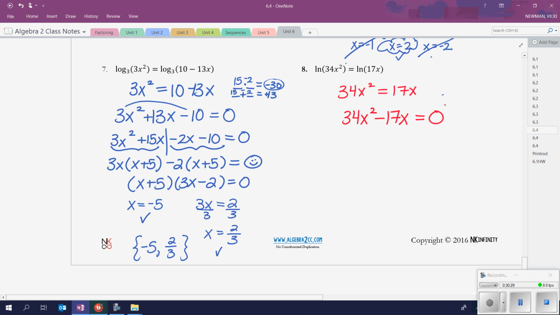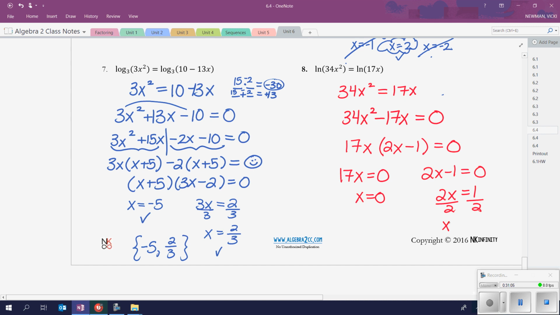And because it's a binomial, there's really only 2 things you can possibly do here. Either just a GCF or difference of squares. So looking at this, it looks like greatest common factor. I can take out 17 and an x, which gets me 2x minus 1 equals 0. So 17x is equal to 0, and 2x minus 1 is equal to 0. So x equals 0, 2x is equal to 1, so x is equal to a half. You must check these equations.